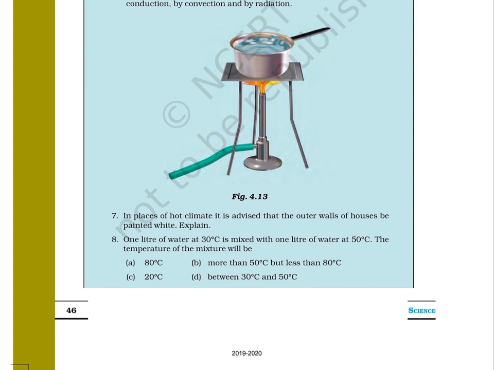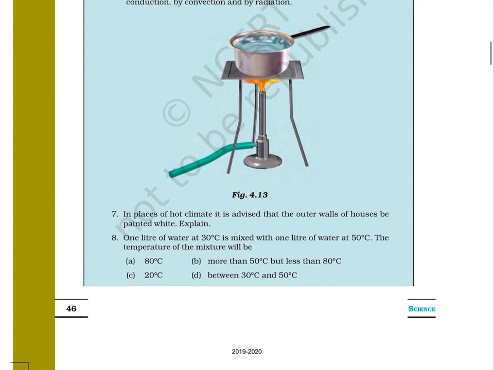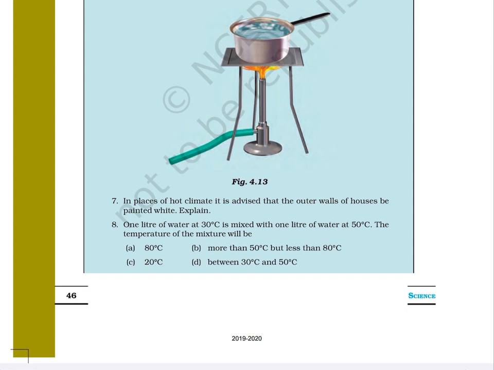Explain. 8. 1 liter of water at 30 degrees Celsius is mixed with 1 liter of water at 50 degrees Celsius. The temperature of the mixture will be A. 80 degrees Celsius, B. More than 50 degrees Celsius but less than 80 degrees Celsius, C. 20 degrees Celsius, D. Between 30 degrees Celsius and 50 degrees Celsius.